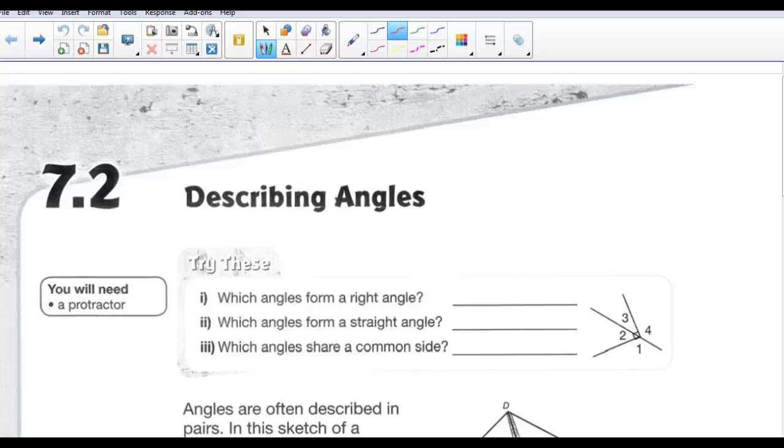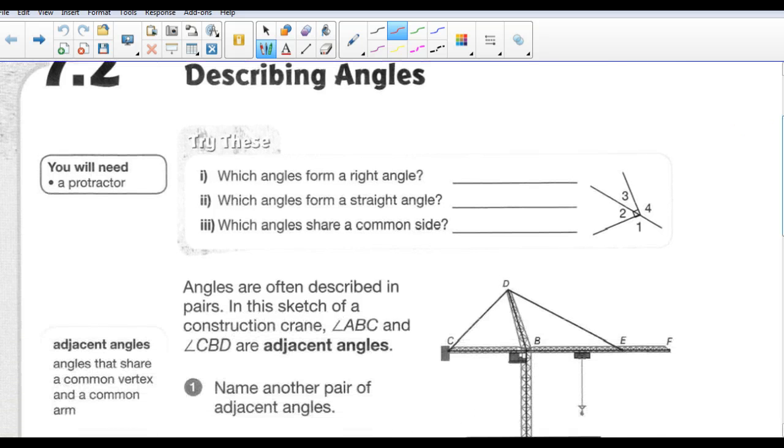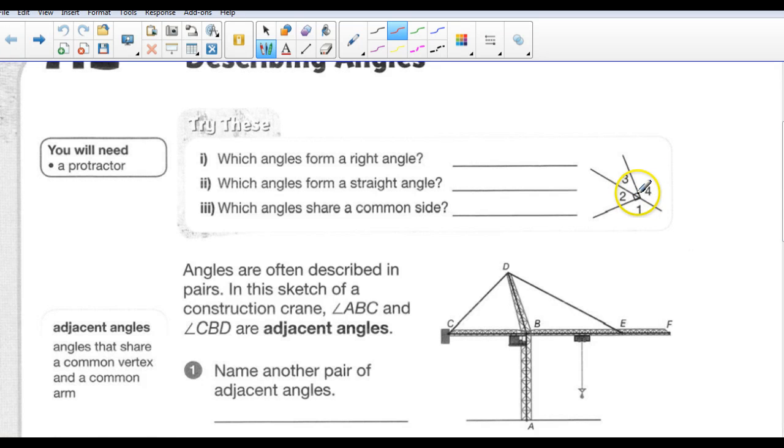Alright, this is 7.2, describing angles, so you're going to need a protractor for this particular unit. So try these. Which angles form a right angle? Okay, so right angle is 90 degrees. You can see that we've got the 90-degree symbol here, so that 90 degrees comprises angles 2 and angle 3. So we'll say 2 and 3.